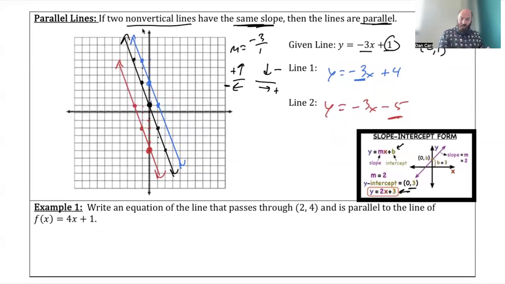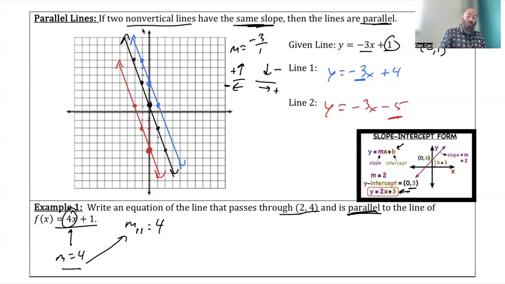So let's use that in this kind of example. Write the equation of the line that passes through the point (2, 4) and is parallel to the line y = 4x + 1. When I write equations of lines, it's very important to have the slope. My slope that's given is 4. Since we're looking for a parallel line, I'm going to call it m parallel. So this parallel slope is also going to be 4. So we first identify the slope from this, which is 4, and then we use that same slope in our parallel line.